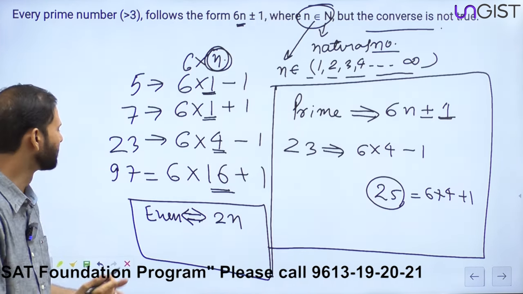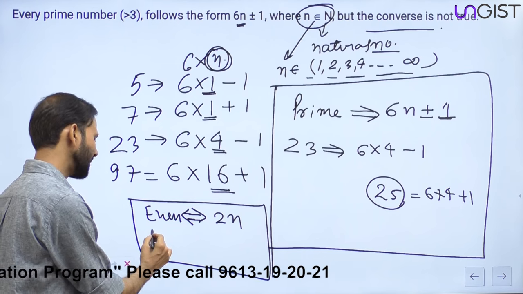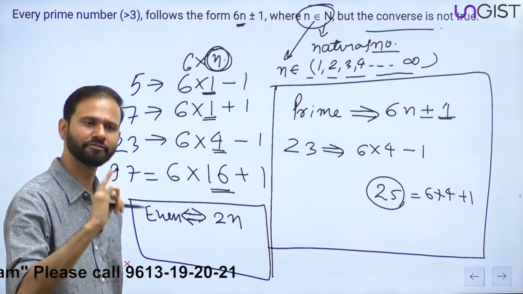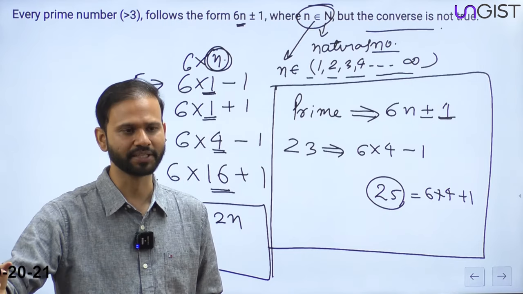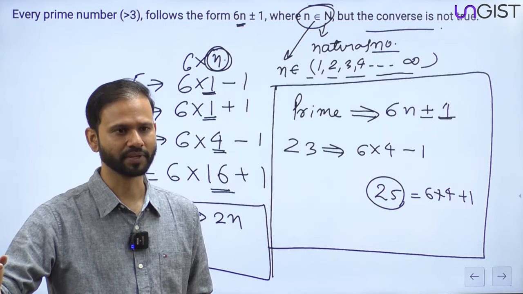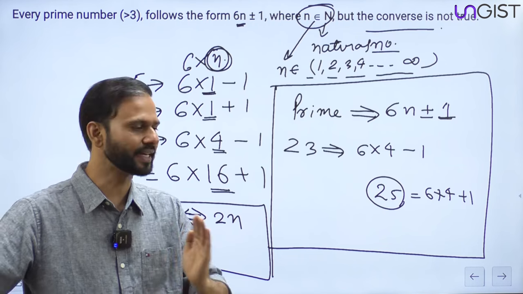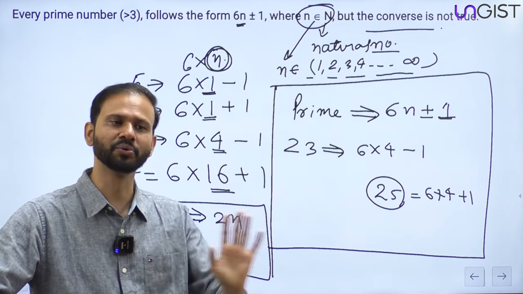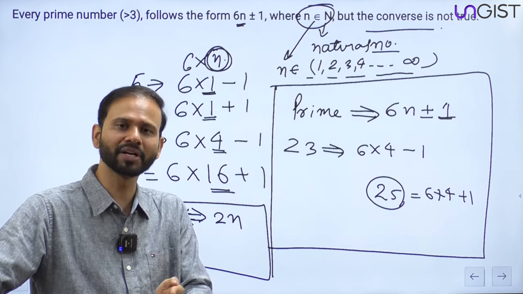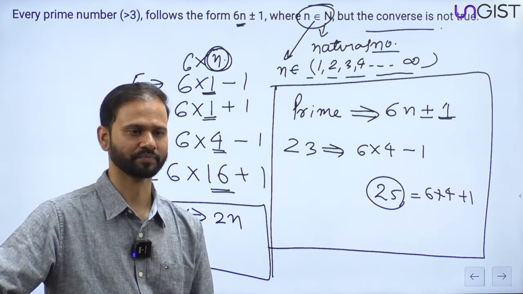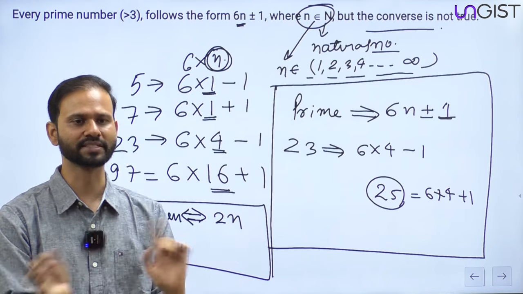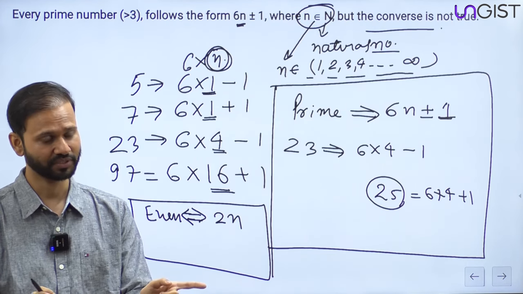नाउ एक और एग्जांपल, इफ अ नंबर इज अ मल्टीपल ऑफ 10, इट हैज 0 एज इट्स यूनिट डिजिट. If a number is a multiple of 10, it has 0 as its unit digit. And if a number has 0 as its unit digit, it is a multiple of 10 also. So this is true from both the sides, right? Here the converse is true.